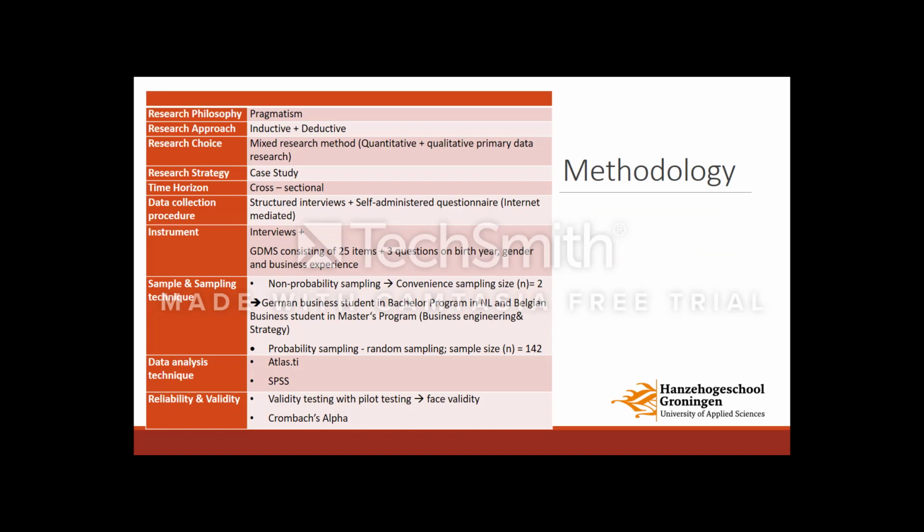We chose the philosophy of pragmatism with a research approach of inductive and deductive approach based on the choice of a mixed research method, which means it's a mix of quantitative and qualitative primary data research with a time horizon of cross-sectional time frame because it's very short without investigations over a long time period.